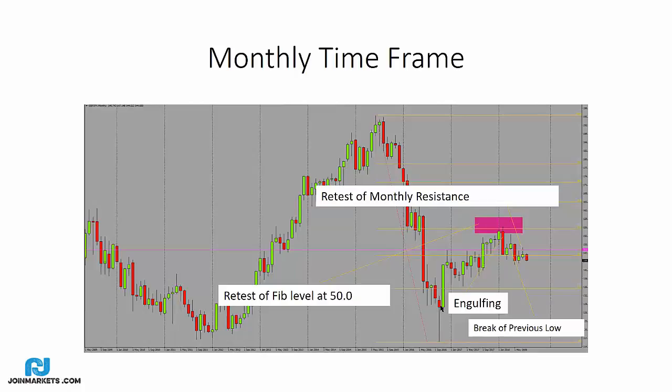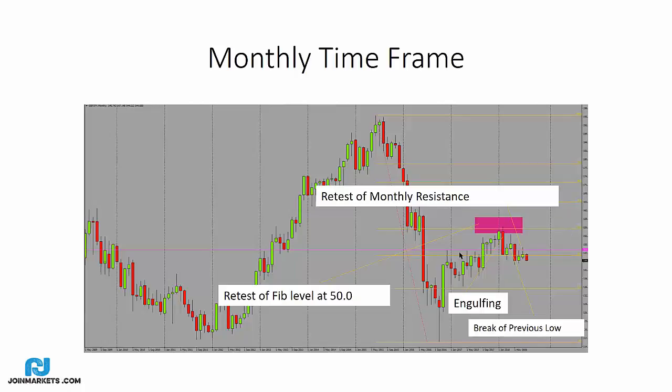Which we know are reversal candles. Sometimes you'll get a pattern like this. This is a reversal pattern as well on the monthly. So the monthly doesn't tell you as much, but it's also always good to see where you are on the monthly chart and see where there is support and resistance.